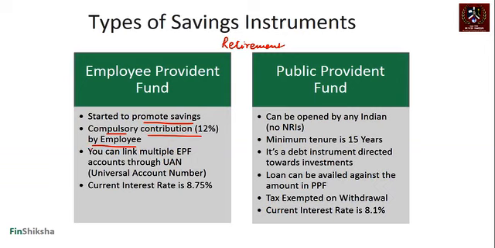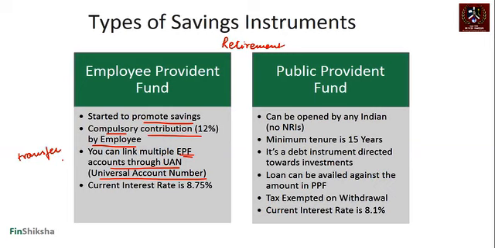If you're working in multiple companies, you will end up having multiple EPF accounts because each company will have an EPF account for you, right? You can now link all of them using what is called a universal account number. Earlier, till about 5 or 10 years back, you had to transfer your account. Otherwise, if I worked in company A for 5 years, my EPF account would be lying there. And then when I change my job, another EPF account would be opened.